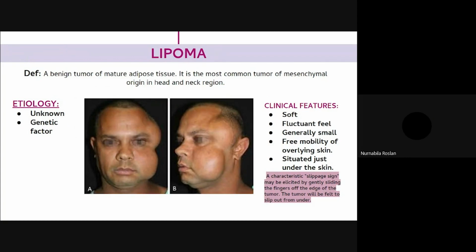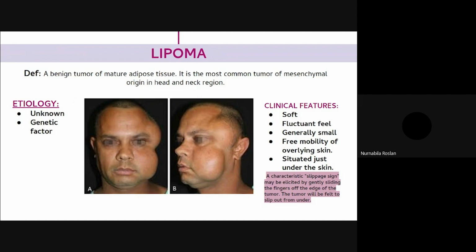So the next differential diagnosis is lipoma. Lipoma is defined as a benign tumor of mature adipose tissue. It is the most common tumor of mesenchymal origin in the head and neck region. A lipoma is a fatty tumor located just below the skin. It isn't cancer and is usually harmless. Lipoma is a slow-growing fatty lump that is most often situated between the skin and the underlying muscle layer.